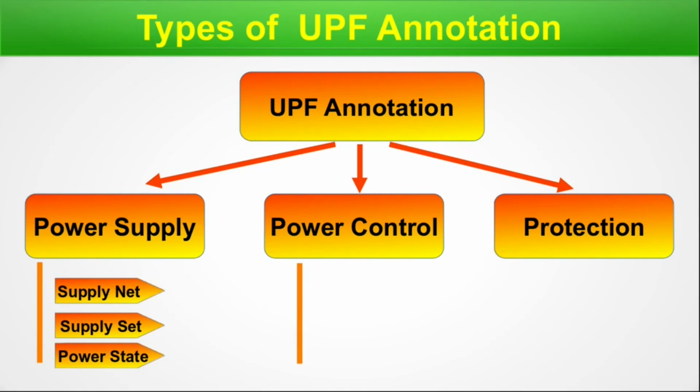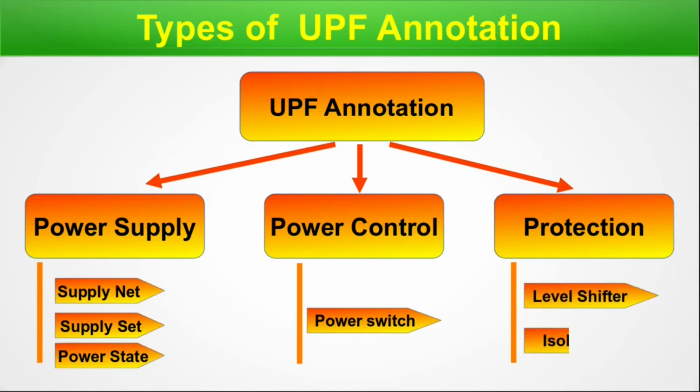Next, the power control. It could be a power switch. Protection can come from level shifter and isolation. So these are also power intent, but they will be interweaved with the standard cell distribution. They will have their own standard cells for these purposes. So this is the overall picture of the UPF annotation and their types.